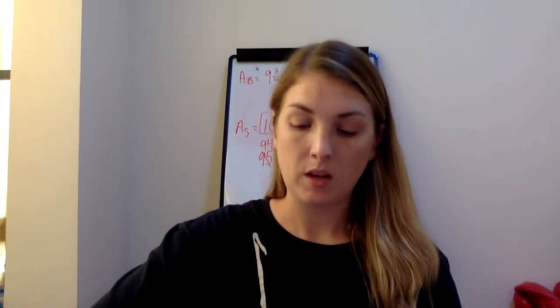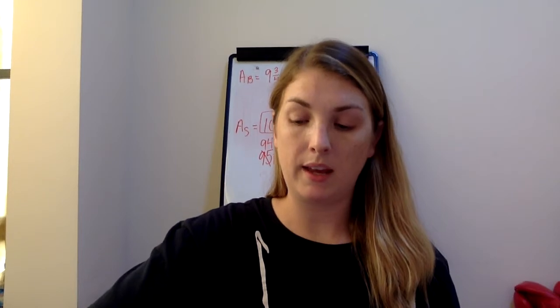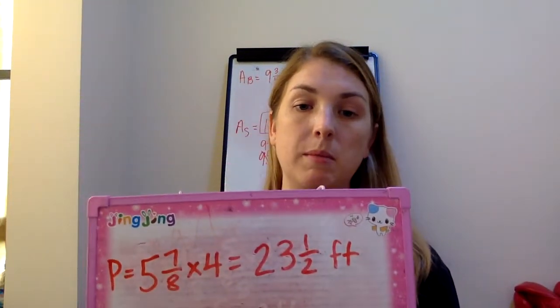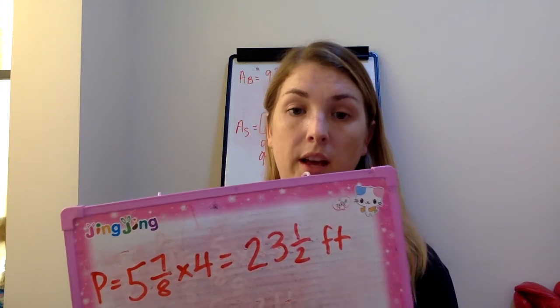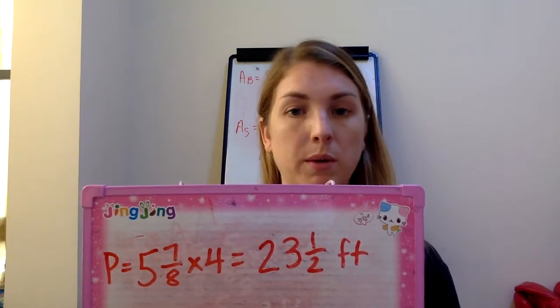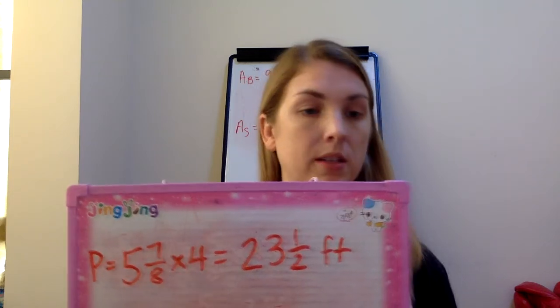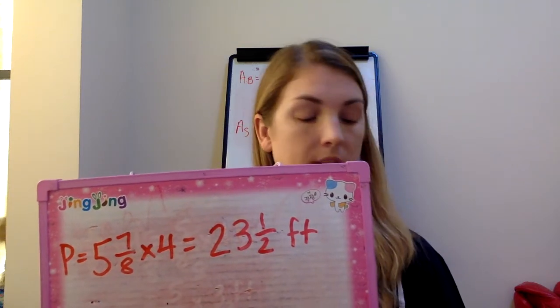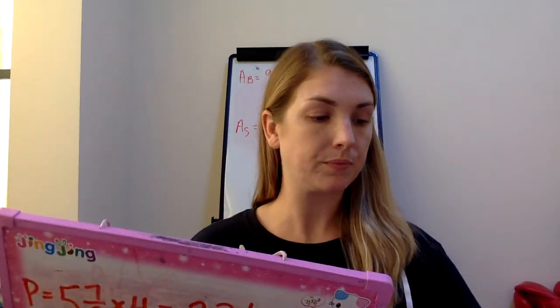You should have gotten 23.5 feet. Again, if your multiplication isn't the same as mine, it means you need to go back and check. Remember, this is perimeter, so we don't say feet squared, we don't say feet cubed, because it's just linear measurement around something that's flat. So the perimeter of the fence is 23.5 feet.